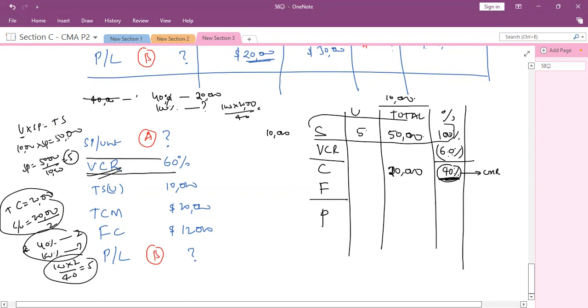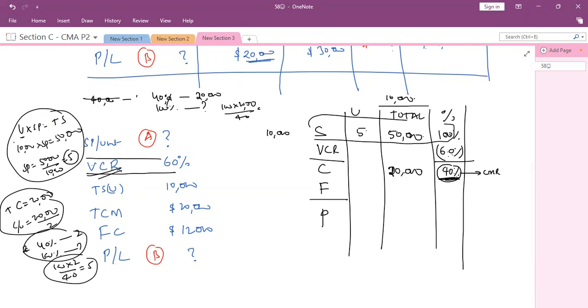In a different way we can solve the question. Either use the formula or the table method. I normally use the table method. It is very easy. Are you getting my point, all of you?